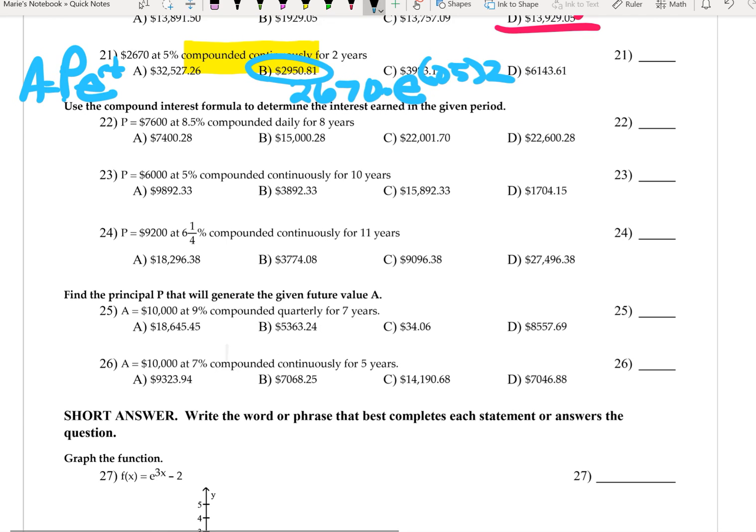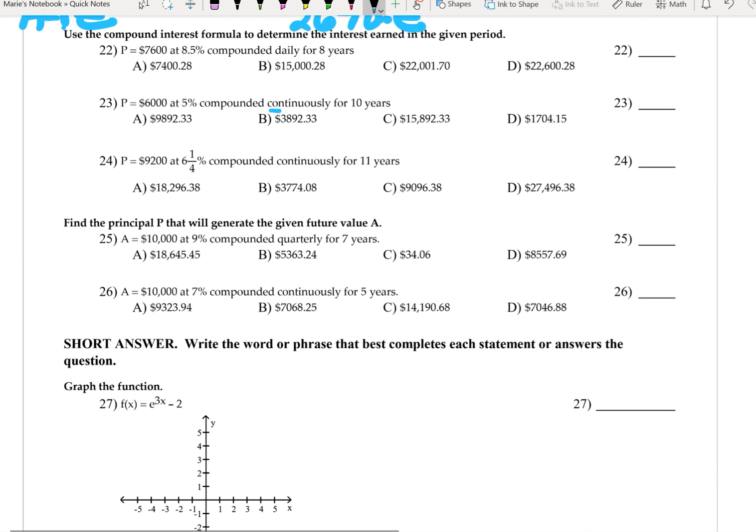Compounding continuously, the same thing. This is PERT, this is also PERT, and that's your keyword. And compounded daily, by the way, is 365, where n is equal to 365. That is A equals P times 1 plus R over n raised to the nt. So in that case n is 365 days.